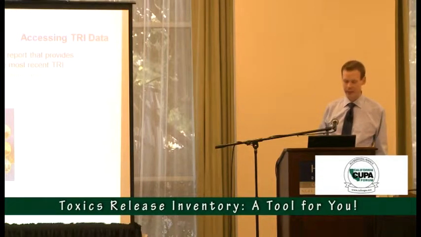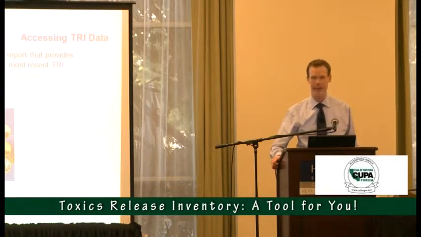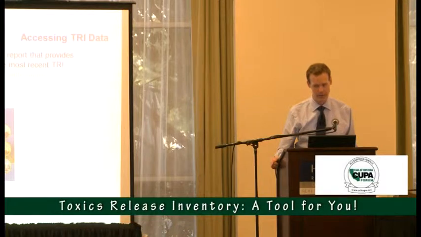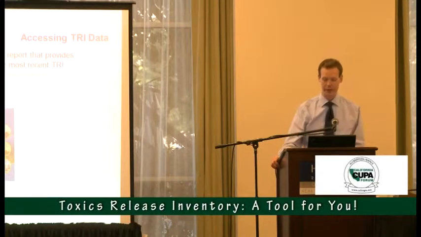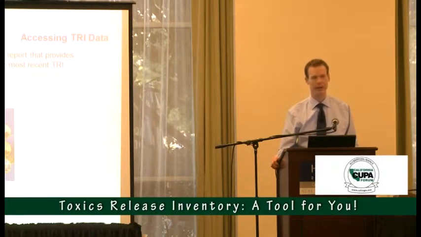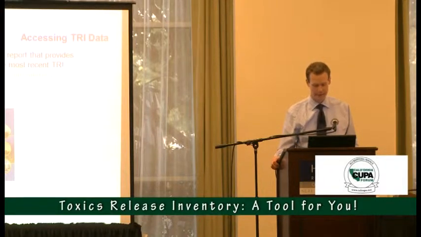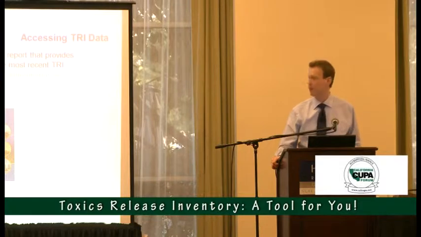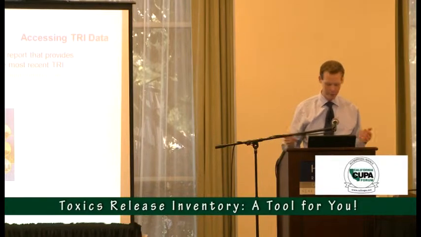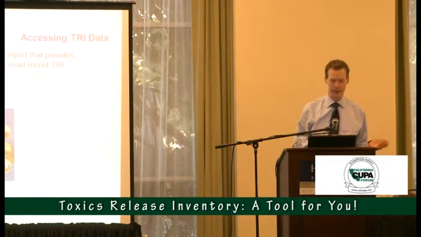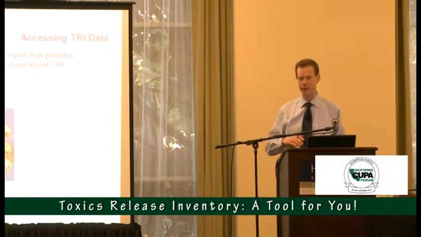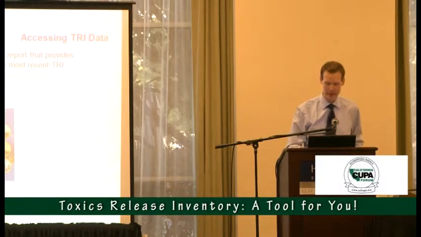Next is accessing TRI data, and probably the key product is the TRI National Analysis. This is about a 90-page booklet that's produced every year that summarizes on a national level what's provided to the Toxics Release Inventory. This provides an overview of releases, a look at some of the key facilities and industries, and trends year by year.